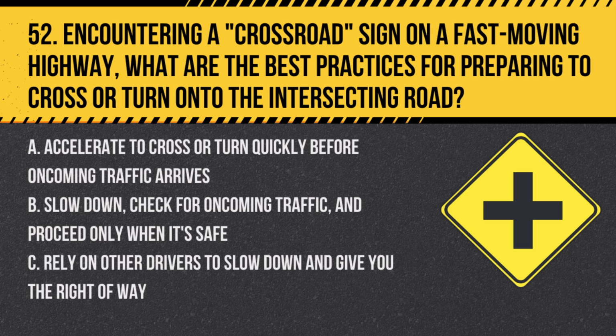A. Accelerate to cross or turn quickly before oncoming traffic arrives. B. Slow down, check for oncoming traffic, and proceed only when it's safe. C. Rely on other drivers to slow down and give you the right of way. Answer. B. Slow down, check for oncoming traffic, and proceed only when it's safe. When encountering a crossroad sign on a fast-moving highway, the best practice is to reduce speed, carefully check for oncoming traffic from all directions, and make a cross or turn only when you are certain it is safe to do so.